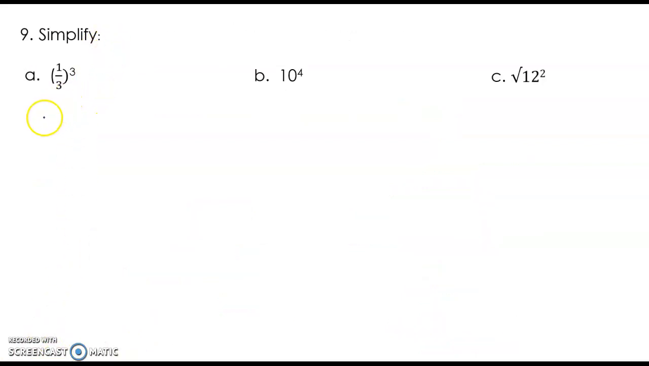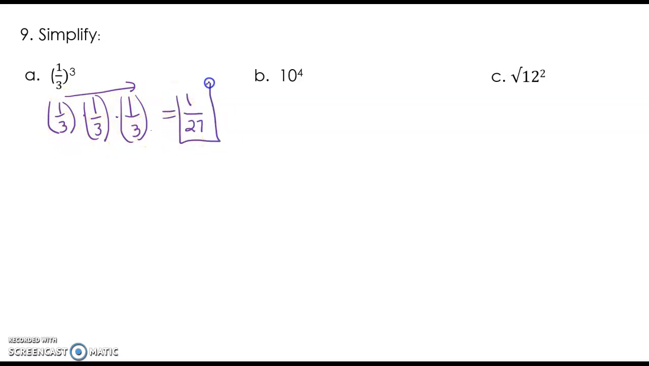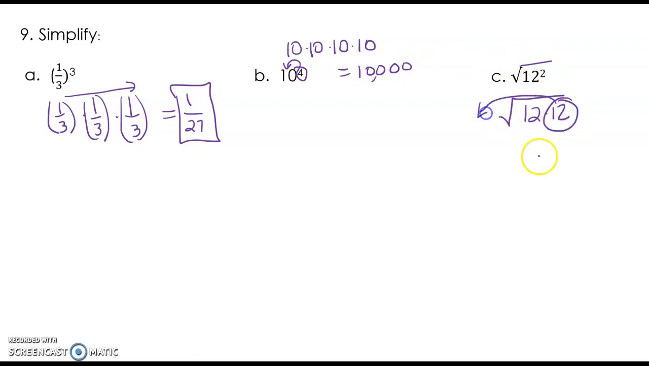All right, simplify. So we have 1/3 cubed. So 1/3 times 1/3 times 1/3. So we're going to multiply across the top. 1 times 1 times 1 is 1. 3 times 3 is 9 times 3 is 27. Okay, here we have 10 to the 4th, which tells us how many times we're going to multiply that 10. 1, 2, 3, 4. 10,000. And then here I have the square root of 12 squared. So remember, if I have 2 in the house, I can take 1 out. So this is equal to 12.